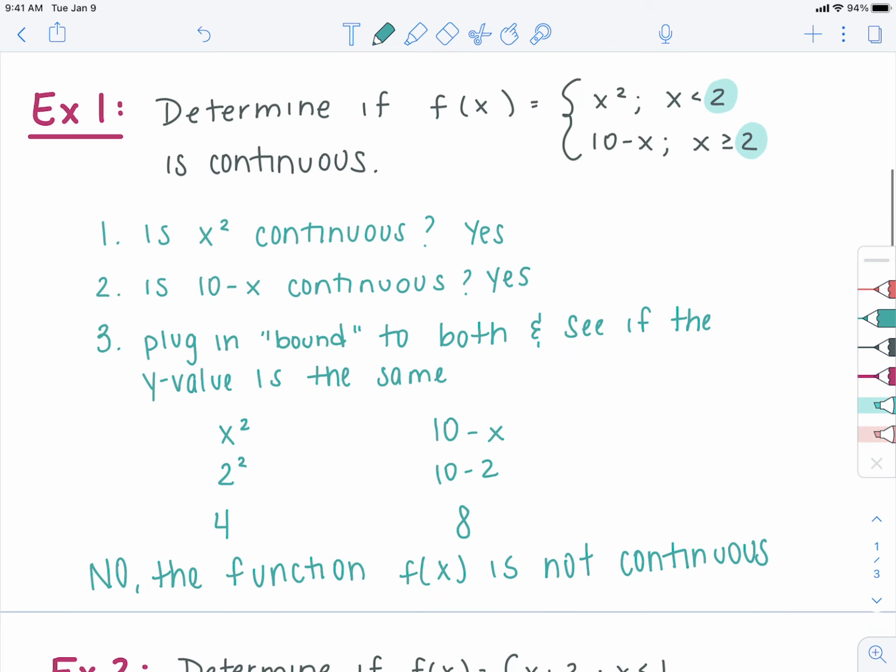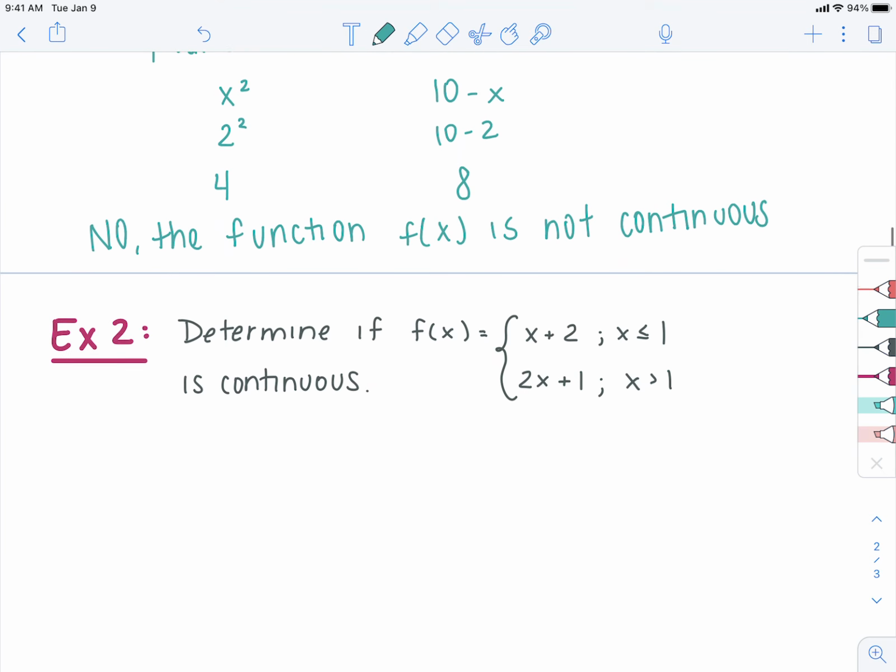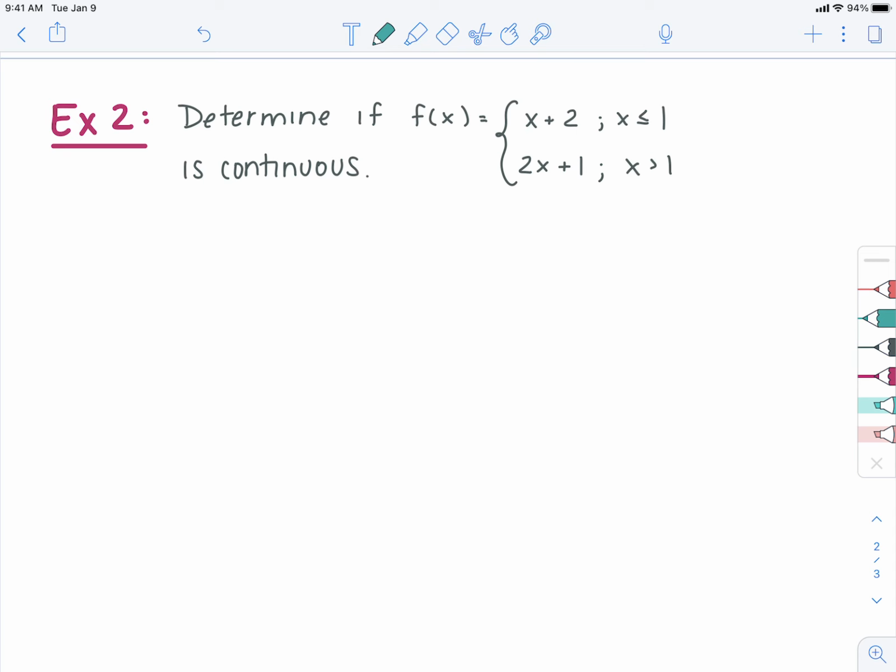Let's try one more, just to make sure you're super ready to rock and roll, and then later classwork on the way. So if I give you f of x equals x plus 2, when x is less than or equal to 1, and 2x plus 1 when x is greater than 1. And I want to know if it's continuous.